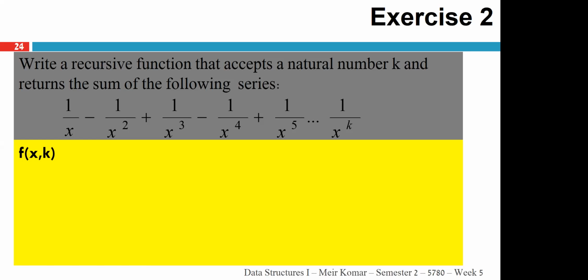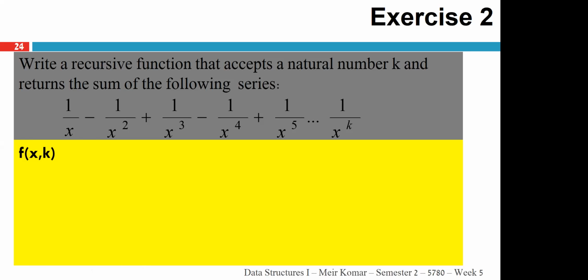So I'm going to think out loud. How do I write a recursive function for this type of thing? Basically, I want to see what my general case and my base case are. When do I finish this? Basically, when K is equal to 1. If K is equal to 1, what do I want to return? I want to return 1 divided by X. Right? X to the K, X to the 1. Okay, just return this and we're finished.